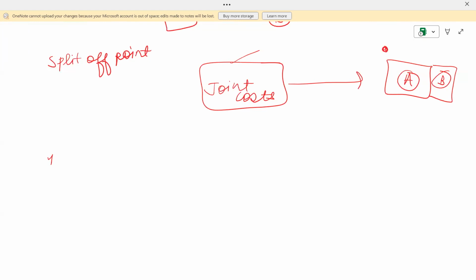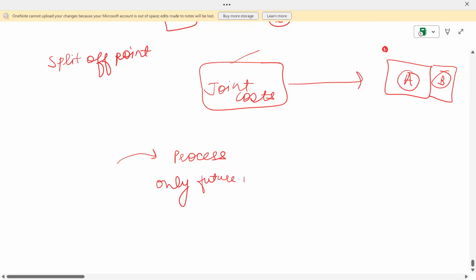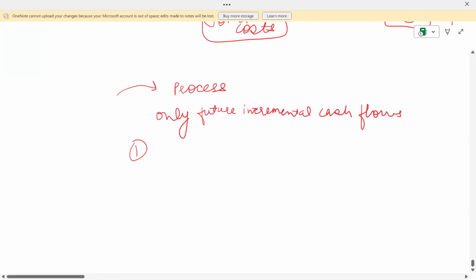Another thing to note is that when you are deciding whether or not you want to process something further, you consider only the future incremental costs and future incremental cash flows. What do we mean by that? First of all, any difference in your revenue and extra cost. All of this should be considered to decide whether or not we should process the products further.